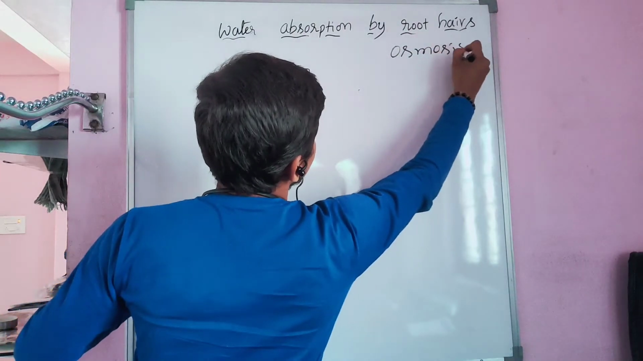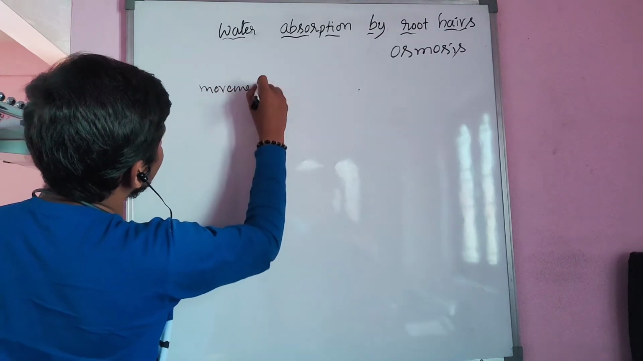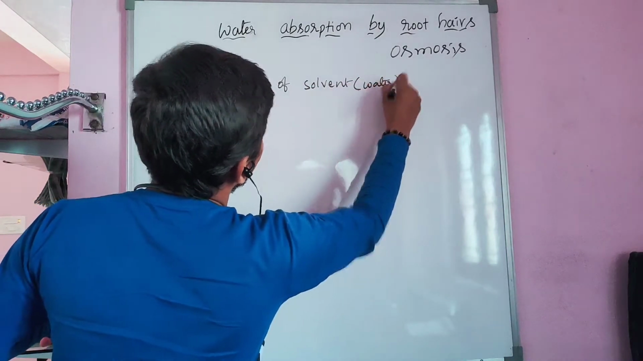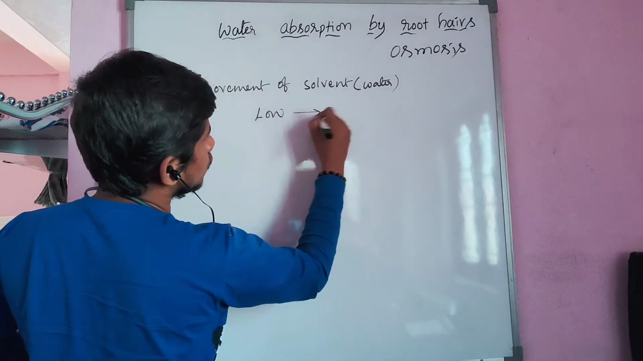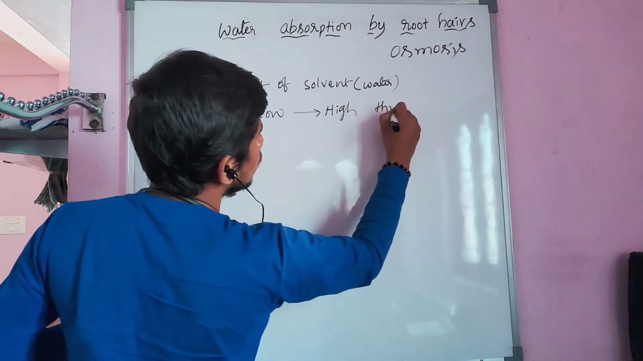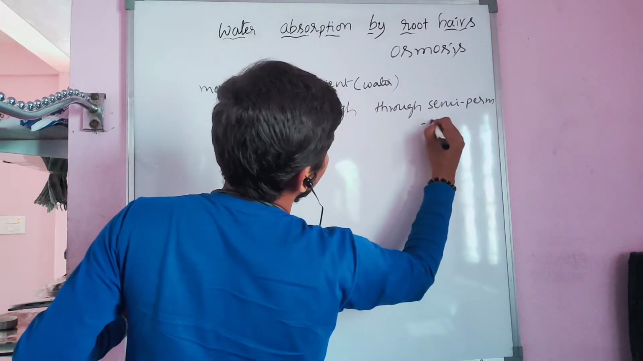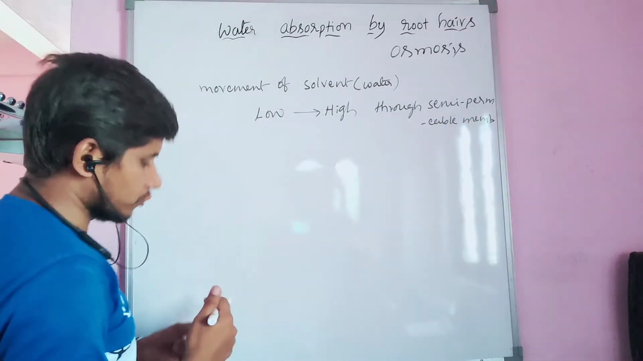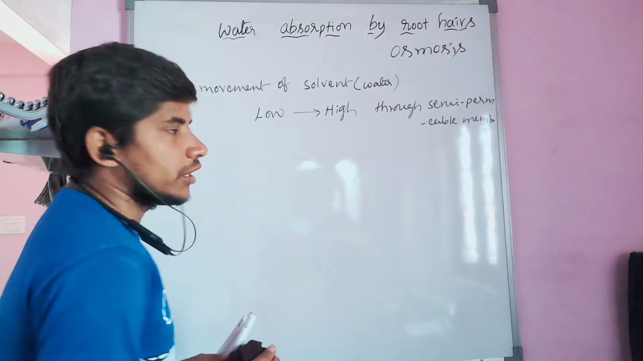So what is osmosis? It is the movement of solvent particles. Solvent means water, for example. It is the movement of solvent particles from a low concentrated solution to a high concentrated solution through a semi permeable membrane. This is very important: semi permeable membrane. The semi permeable membrane is permeable to few molecules, allowing them to pass through it. That is nothing but the cell membrane of every plant cell.